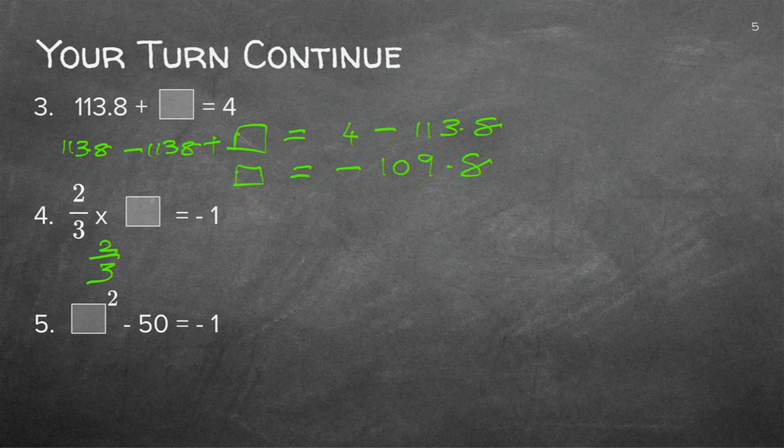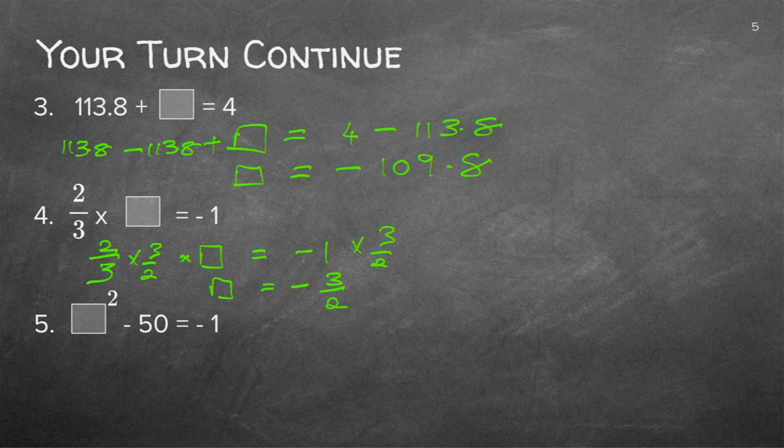2/3 times 3/2 times the block equals minus 1 times 3/2. Am I correct? So a block equals minus 3/2. So remember, if you want to get rid of it this side, instead of dividing, we just times it by the reverse. And then this one is interesting.